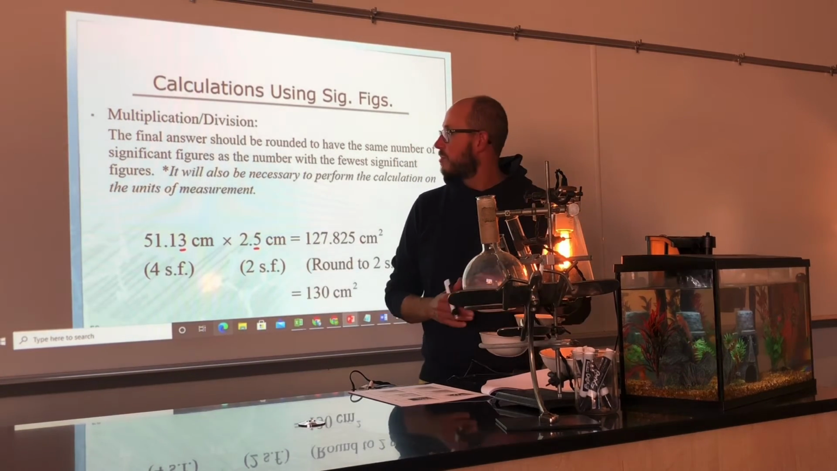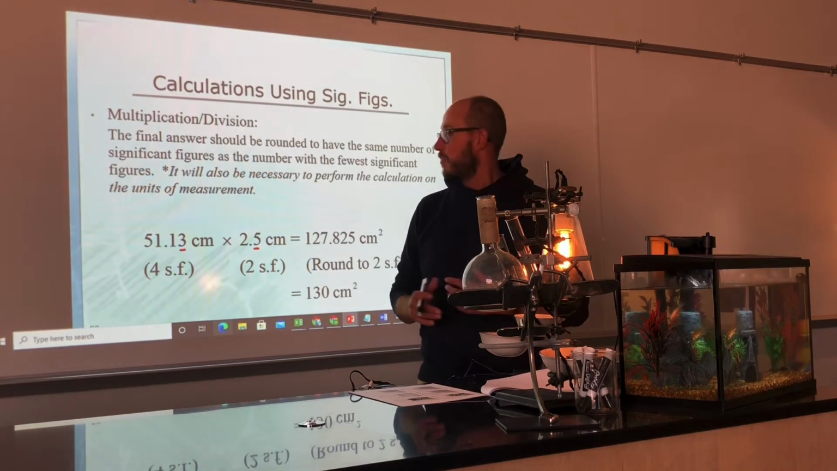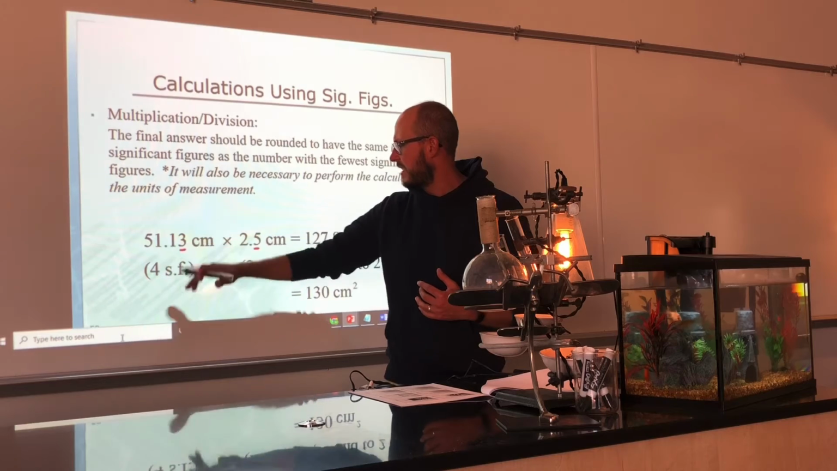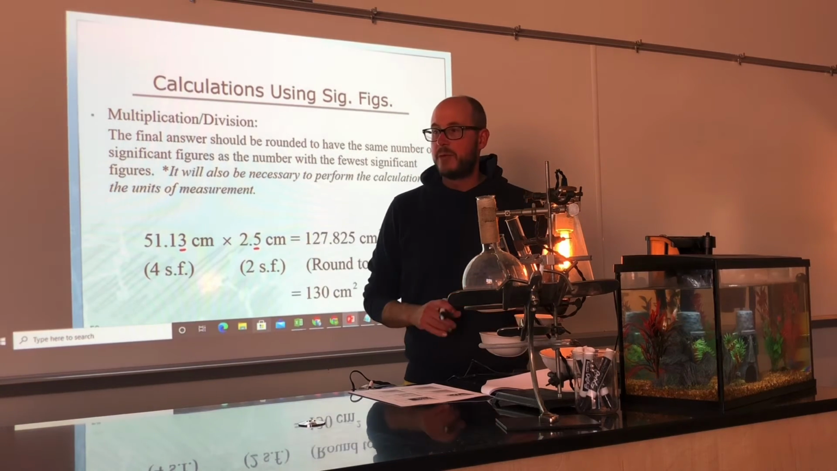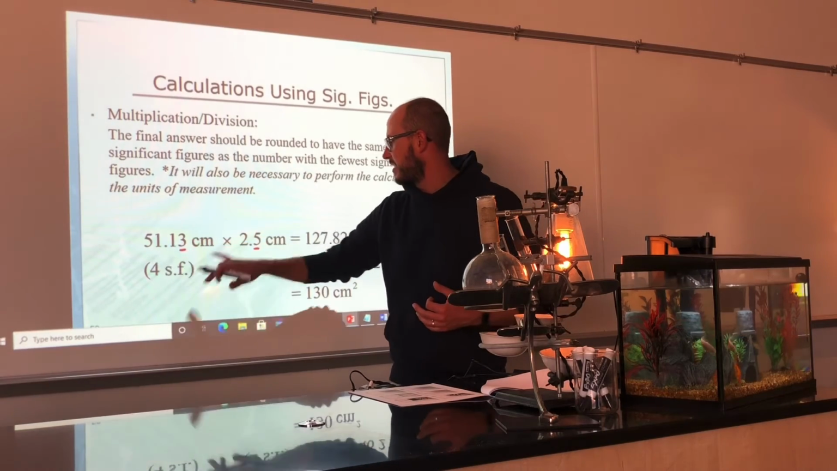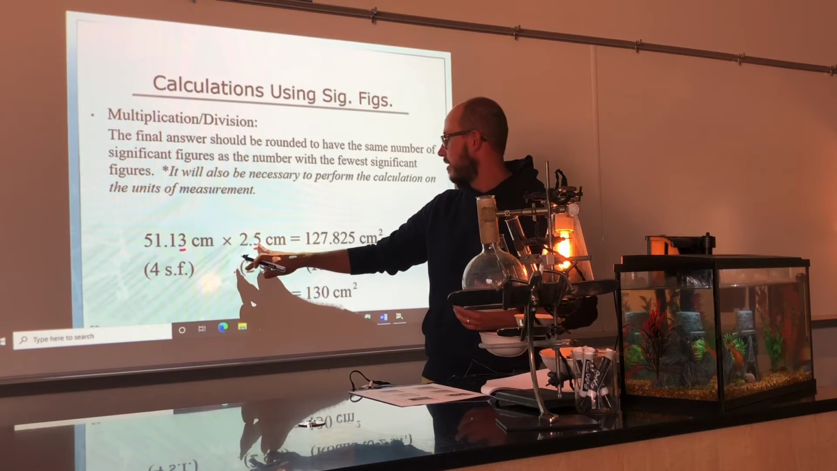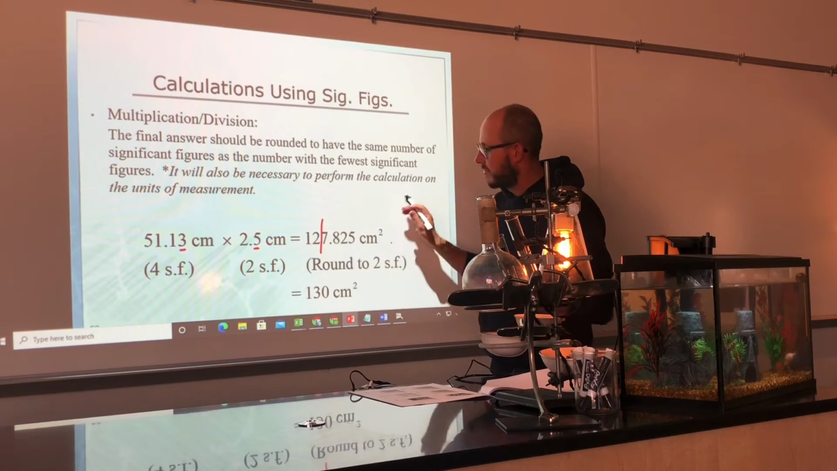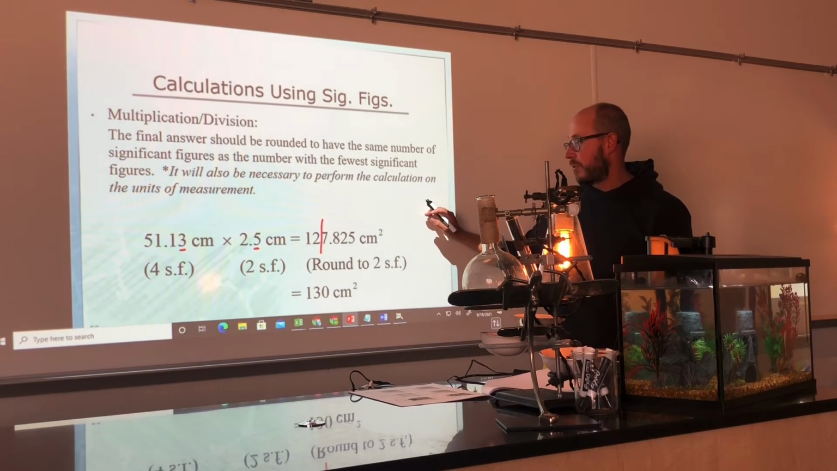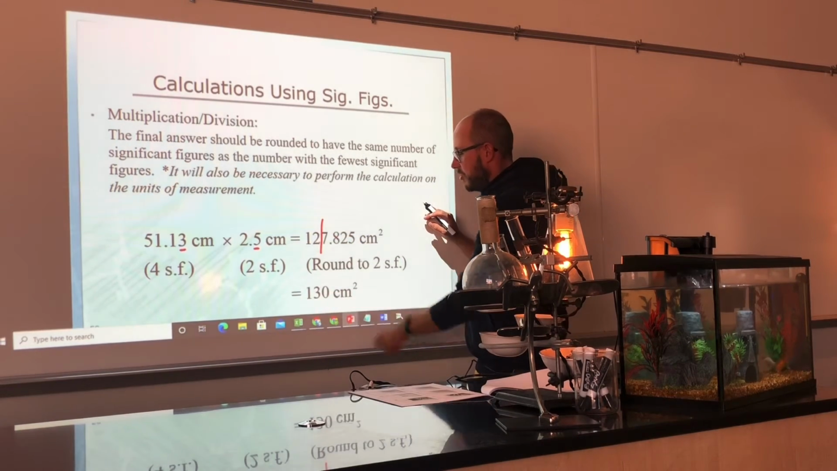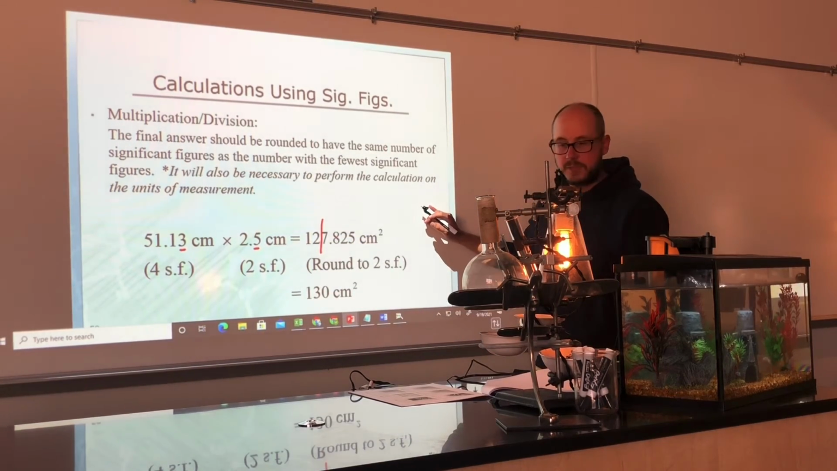So our rule for multiplication and division is you start with how many sig figs are in each measurement, and then round so that it matches the one with the least sig figs. So we have 4 sig figs here, 2 sig figs here. My answer should only have 2 sig figs. So if I round this to 2 sig figs, that 2 rounds up to a 3, and I need a placeholder 0 to fill in for this, and it becomes 130 square centimeters.